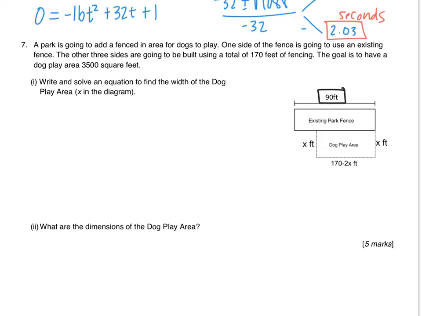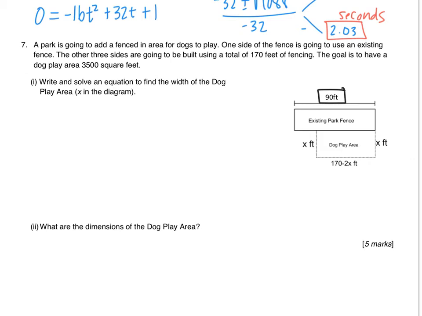All right. A park is going to add a fenced-in area for dogs to play. One side of the fence is going to use an existing fence. The other 3 sides are built using a total of 170 feet of fencing. The goal is to have the play area be 3,500 square feet. Write and solve an equation to find the width of the dog play area.